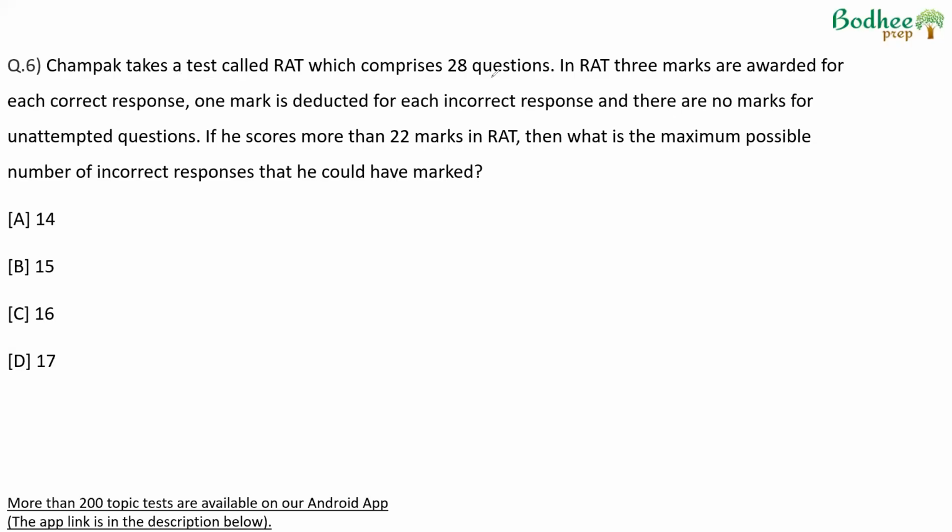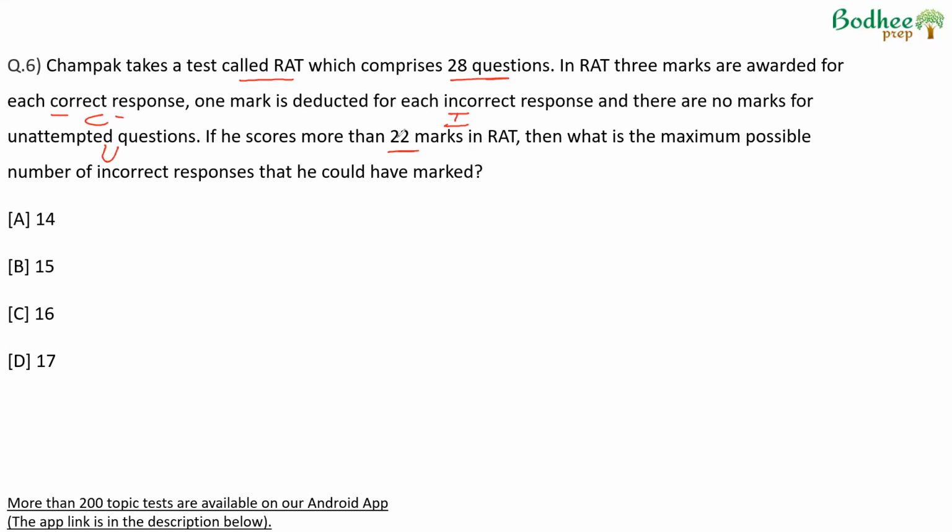Champak takes a test called RAT, which comprises 28 questions. In RAT, 3 marks are awarded for each correct response, and 1 mark is deducted for each incorrect response. Suppose the correct responses are C, incorrect responses are I, and there are no marks for unattempted questions. Suppose unattempted questions is U. If he scores more than 22 marks in RAT, what is the maximum possible number of incorrect responses he could have marked?